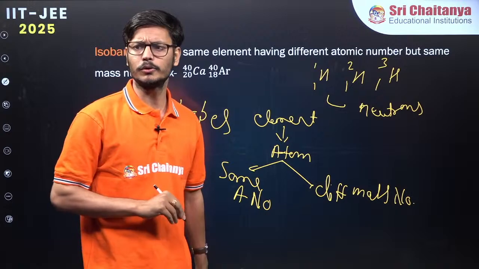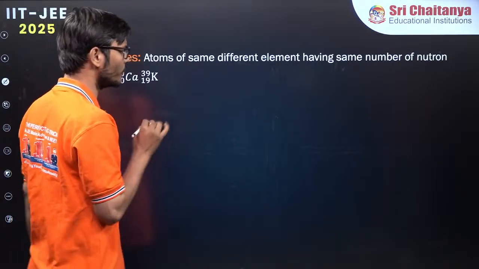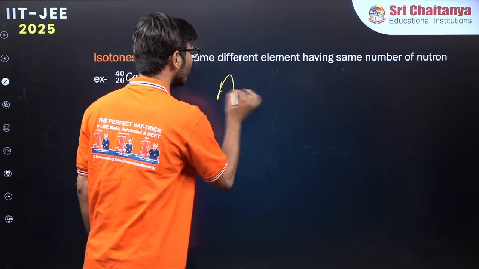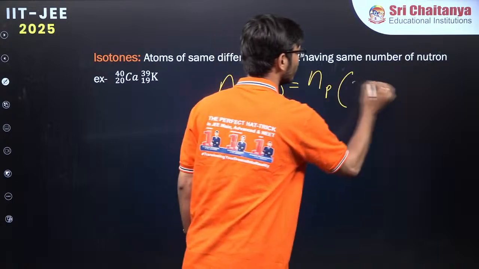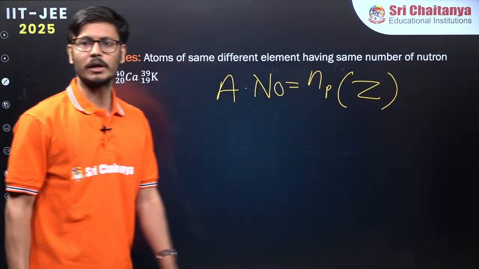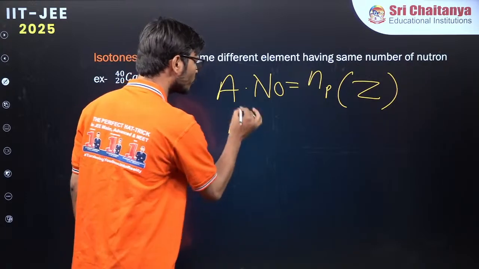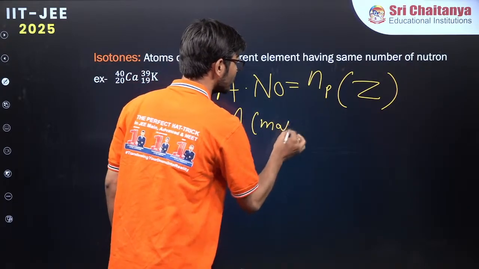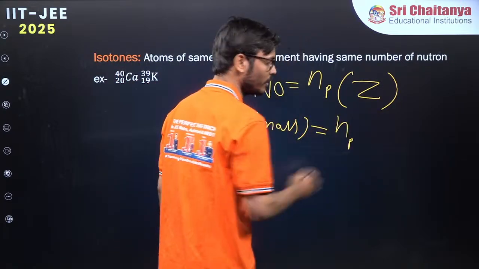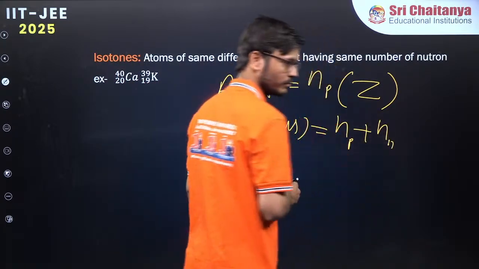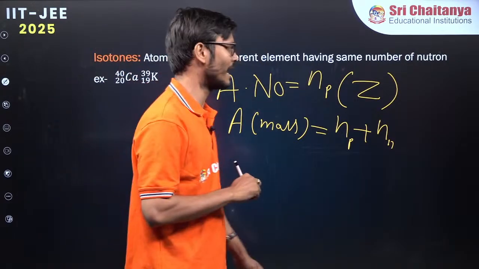Let me quickly go through it once again. In the last class, what is atomic number? Atomic number is nothing but number of protons, which is denoted by symbol Z. And what was mass number? Mass number, symbol A, is equal to number of protons plus number of neutrons, isn't it? We have seen in the last class.